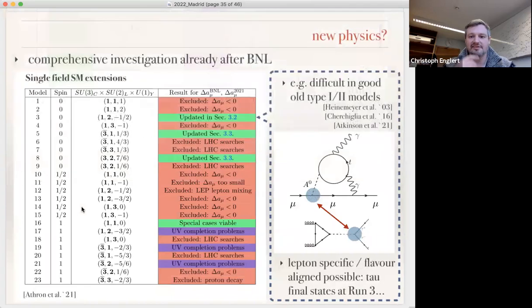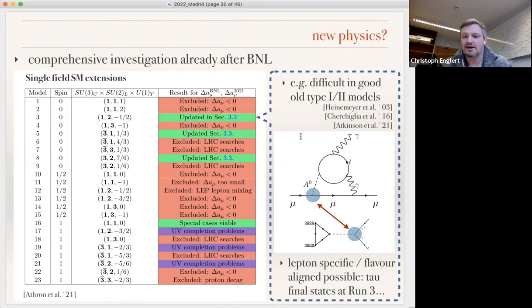But I'll take a new physics angle on this. And of course, people have been trying to look into different potential UV scenarios that go beyond the standard model. They can produce that. And it's probably fair to say that none of them is really doing the job very, very well. So for instance, type 1, type 2 Higgs doublet models or supersymmetry.